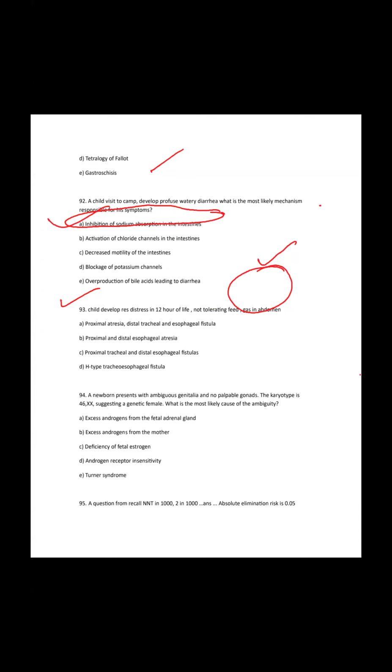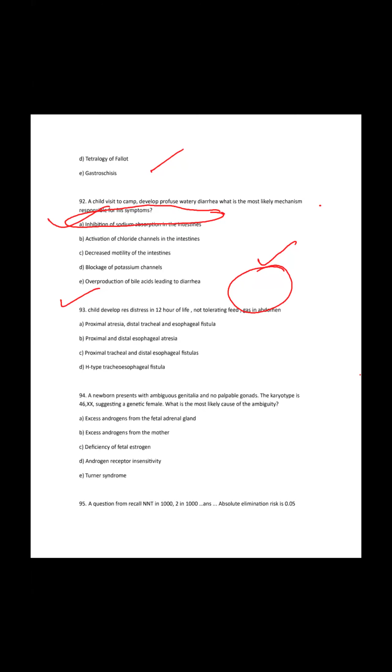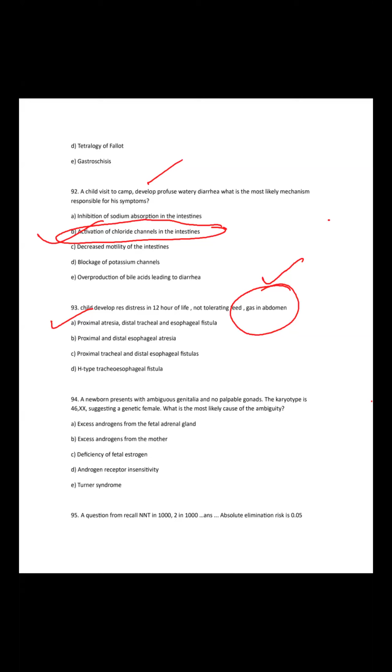Question from recall related to NNT: 1 in 1000, 2 in 1000. So what would be the absolute risk reduction? So we all know that the formula for NNT is 1 divided by absolute risk reduction.